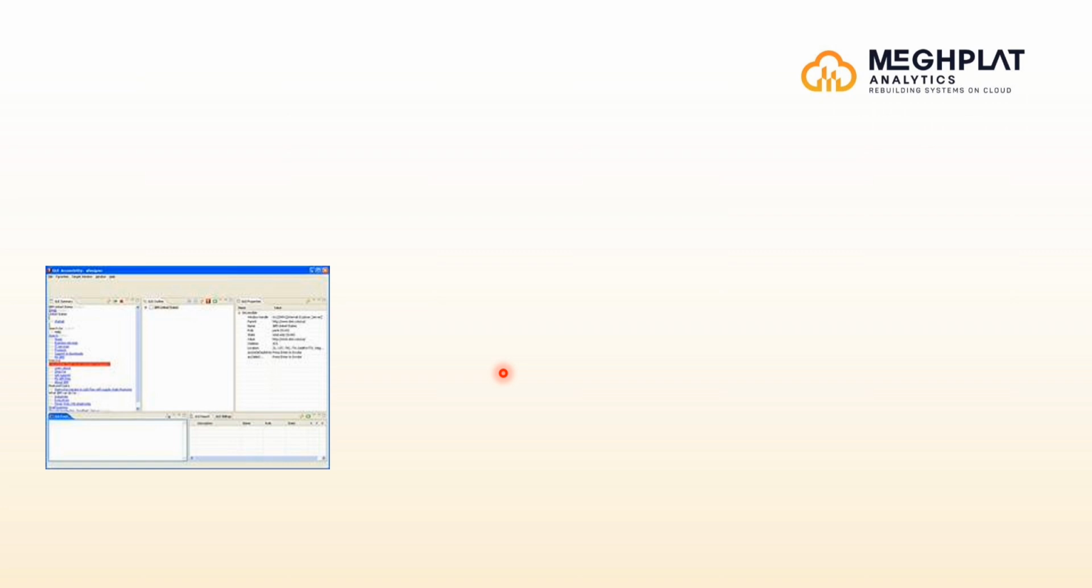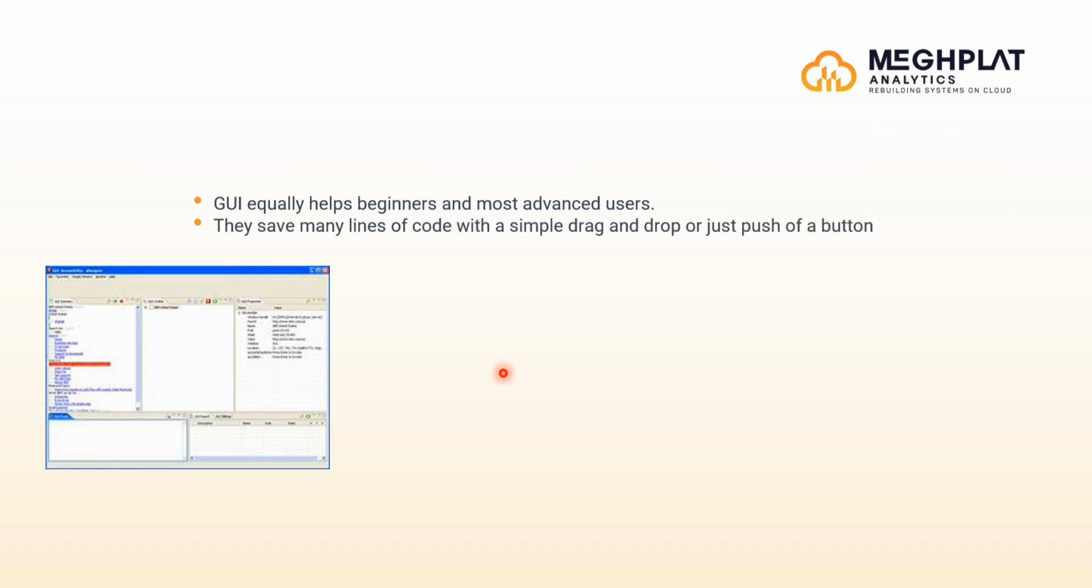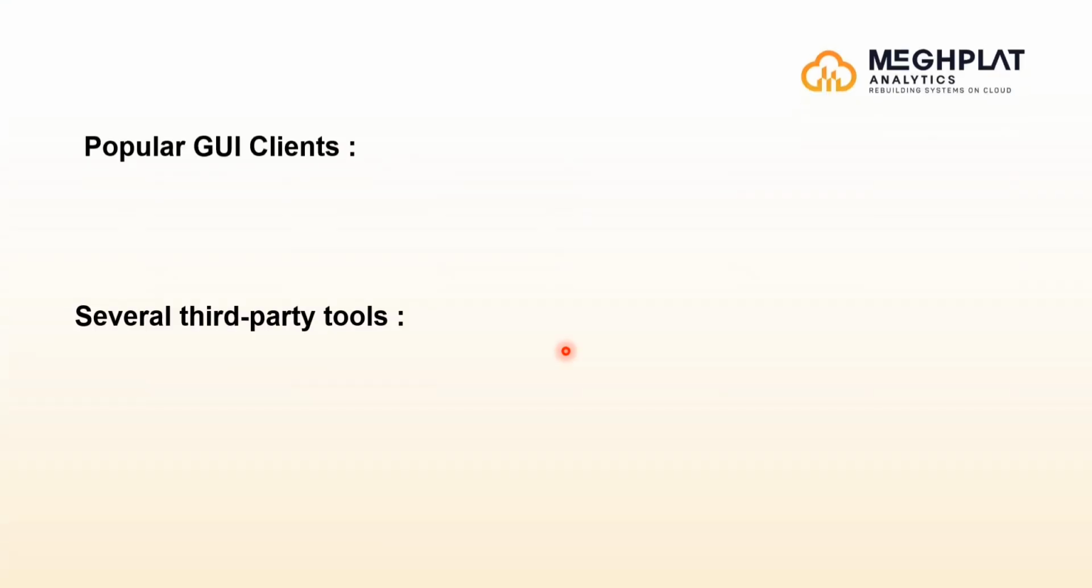GUIs equally help beginners and most advanced users. They often expose advanced options that we might not even know exist otherwise. They save many lines of code with a simple drag and drop or just a push of a button. So some popular GUI clients: Git comes with built-in GUI tools like Git GUI and Gitk for committing and browsing.